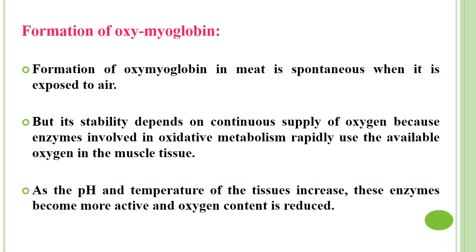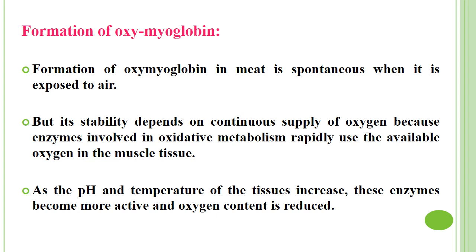But its stability depends on a continuous supply of oxygen because enzymes involved in oxidative metabolism rapidly use the available oxygen in the muscle tissue. So there has to be a supply of oxygen, otherwise if it is in a tight package without any air permeability, then slowly the oxygen will be used by other enzymes and other metabolic processes. So later there will be no oxygen. So after some time, or during storage, the oxygen will not be there and it becomes metmyoglobin and it becomes brown red. So the pH and temperature of the tissue or the muscle has an important role here.